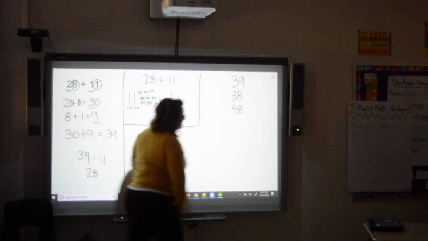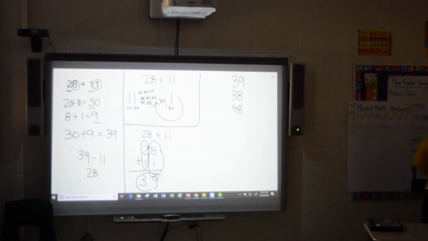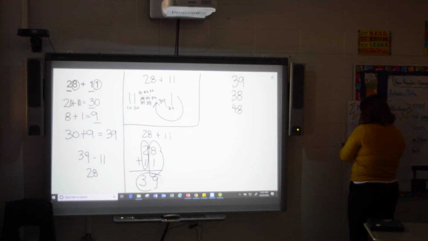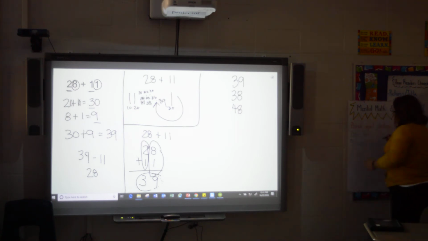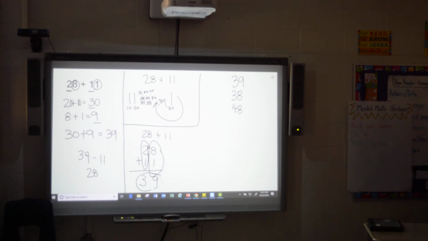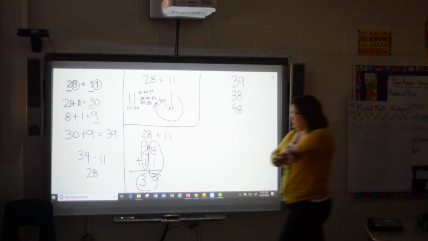Okay, so I'm going to put that over here on the board too. I'm going to put, let's see, I need a blue. So I'm going to put right here standard algorithm. I promise I'll write this better. All right. Did anybody use a different strategy? Tell me what you did. You've been holding your hand up a while.